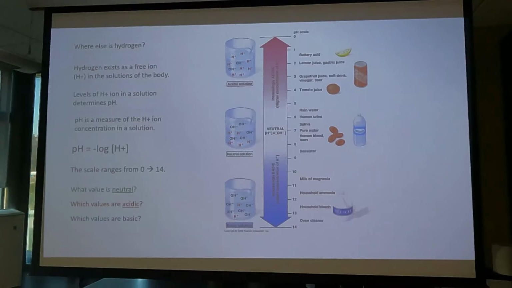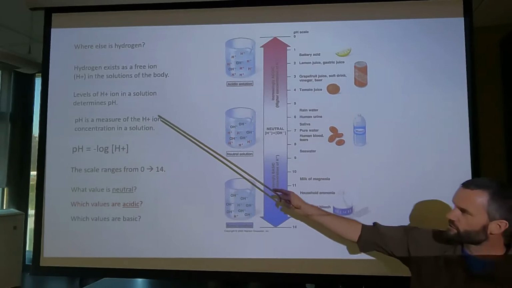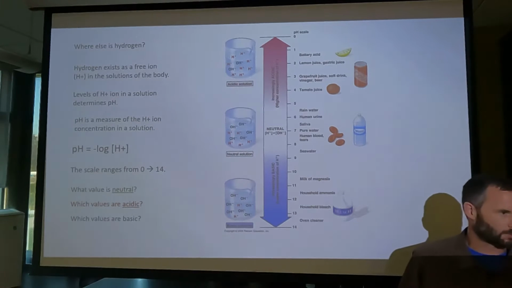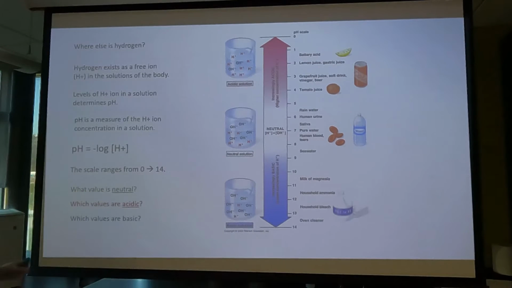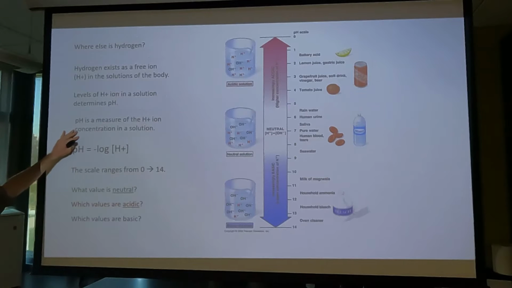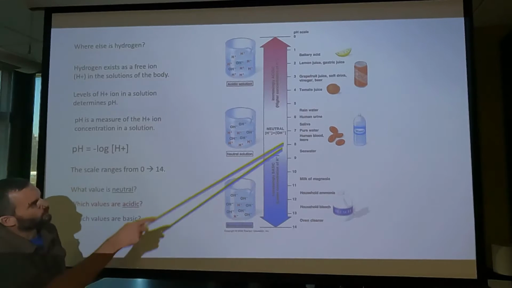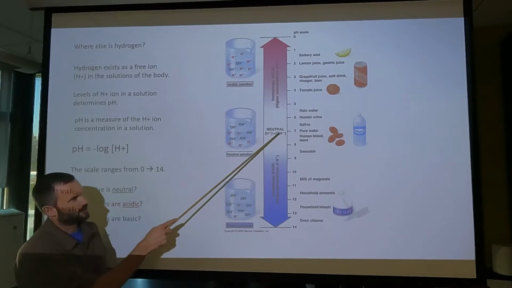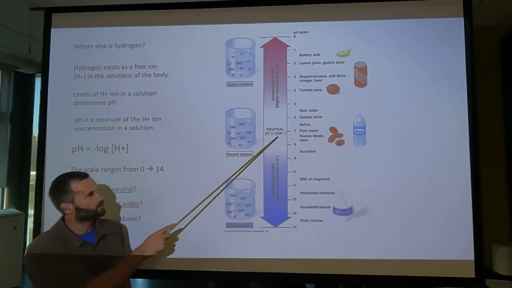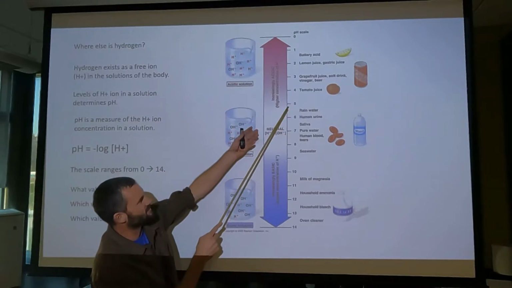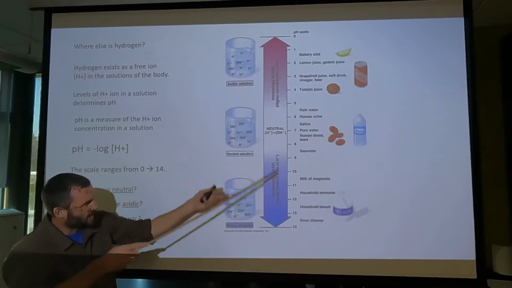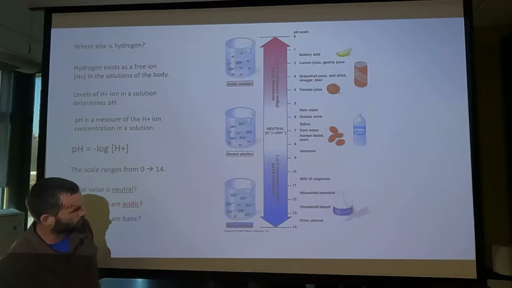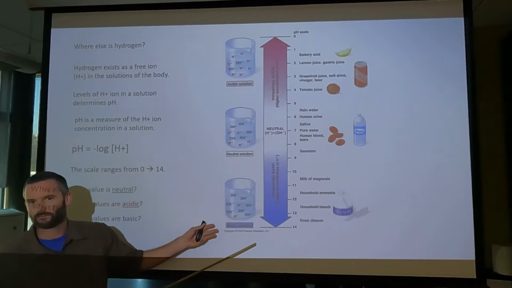And why is that important? Well, the levels of hydrogen ion in a solution determine its pH. pH is a measure of the hydrogen ion concentration of a solution. This is the pH scale. It runs from 0 to 14, with about 7 being neutral. Values that are less than 7, 6, 5, 4, 3, 2, 1, those are acidic. Values higher than 7, 8, 9, 10 through 14, those are basic.